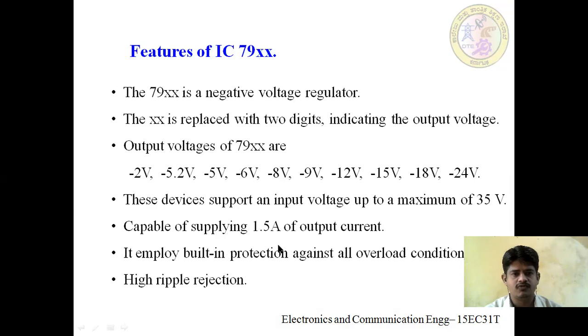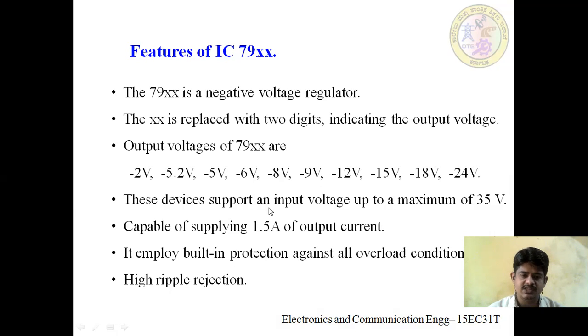So let's see some features of the 79 series. The 79XX is a negative voltage regulator, because 78 is positive and 79 is negative. XX is replaced with 2 digits indicating the output voltage. The output voltages of 79XX are minus 5.2 volt, minus 5 volt, minus 6 volt, minus 8 volt, minus 9, minus 12, minus 15, minus 18, and minus 24 volts. So these are the voltages available at the output side.